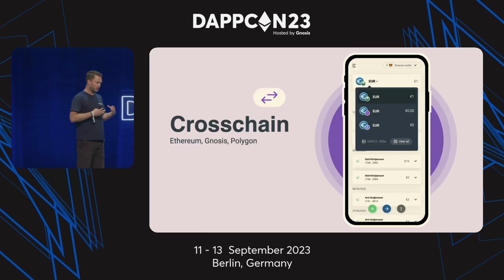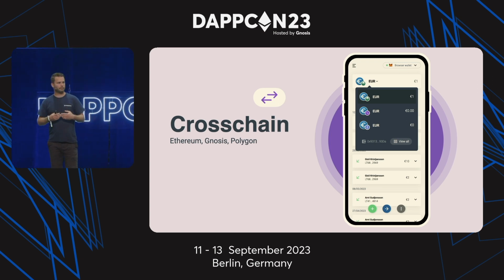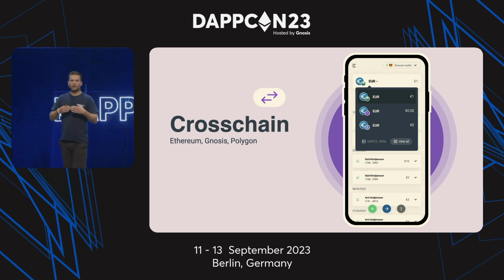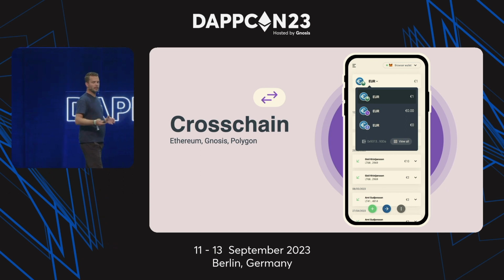Recently, we introduced the option of going cross-chain. Right now, we support Ethereum, Gnosis, and Polygon. And you can seamlessly go between those chains in a matter of seconds. Let's see what that looks like.